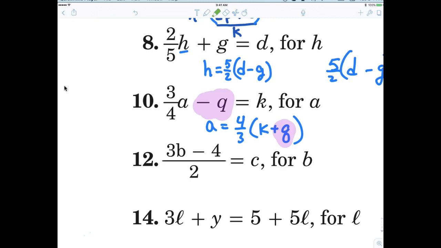Did I move the K? Now keep in mind I'm isolating the A, right? So I'm getting rid of the garbage, right? This is garbage here, and this is garbage here. So I'm moving those things.